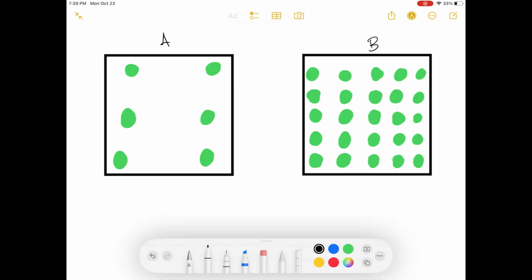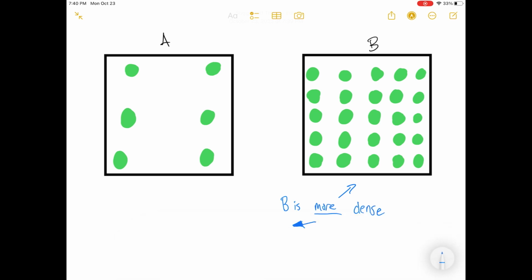Here we have two boxes, box A and box B. Box A and box B have the same amount of volume, but the particles in box A are much further spaced out compared to the particles in box B. So that tells us that box B is denser than box A because of how tightly packed the particles are.